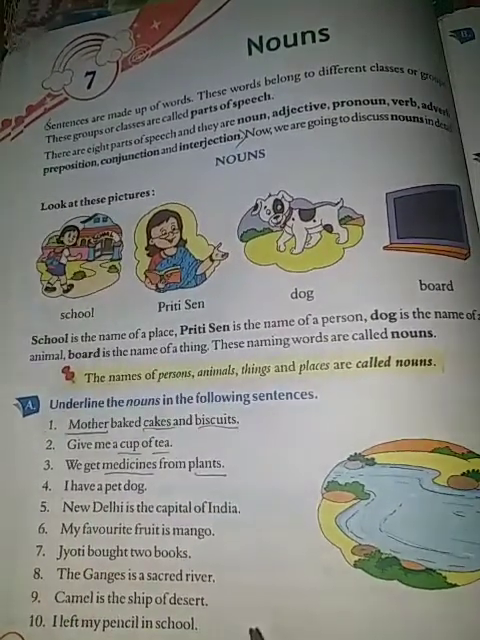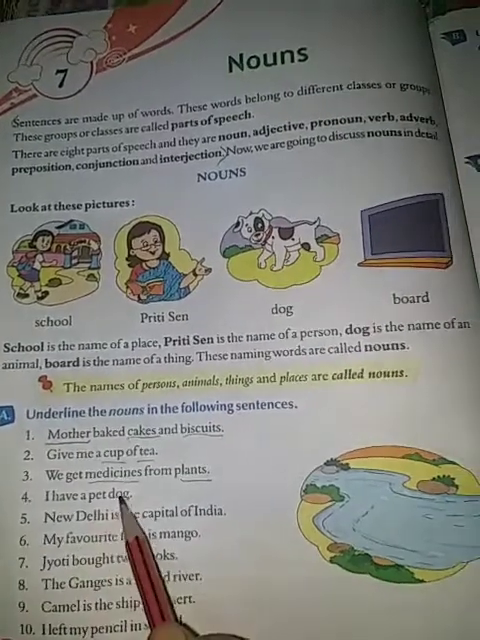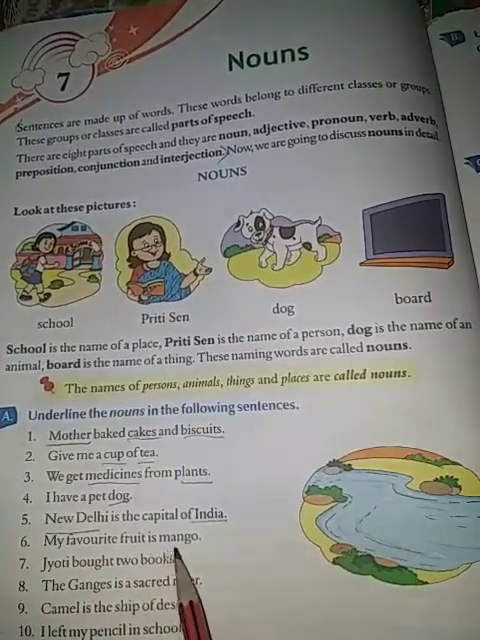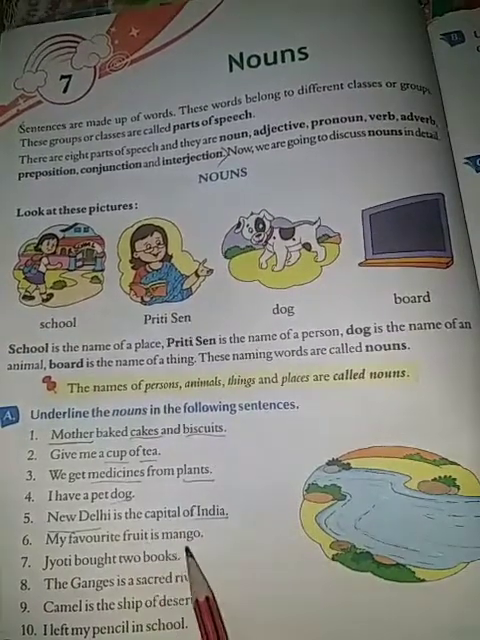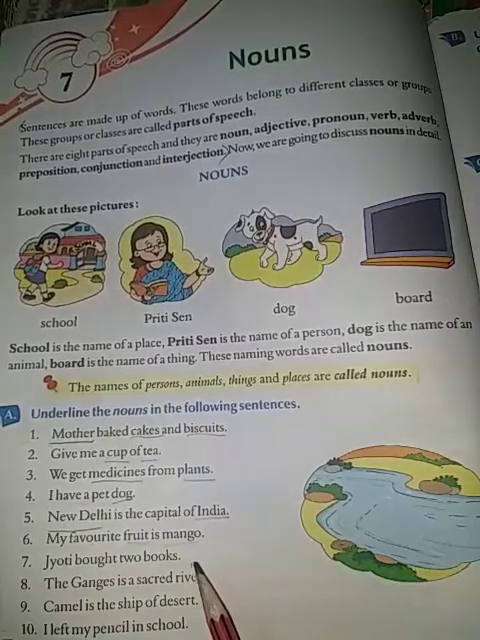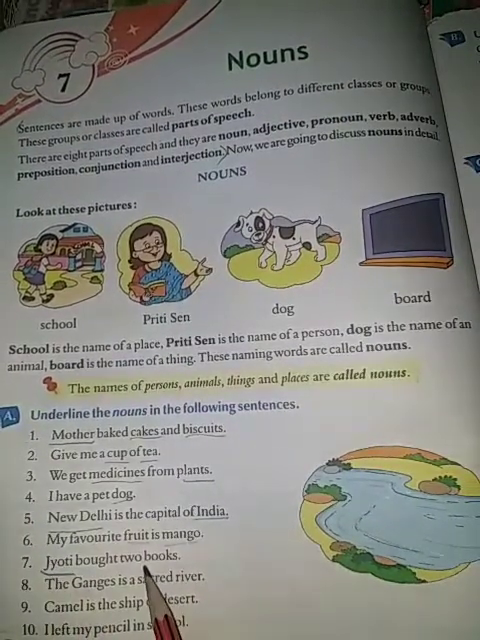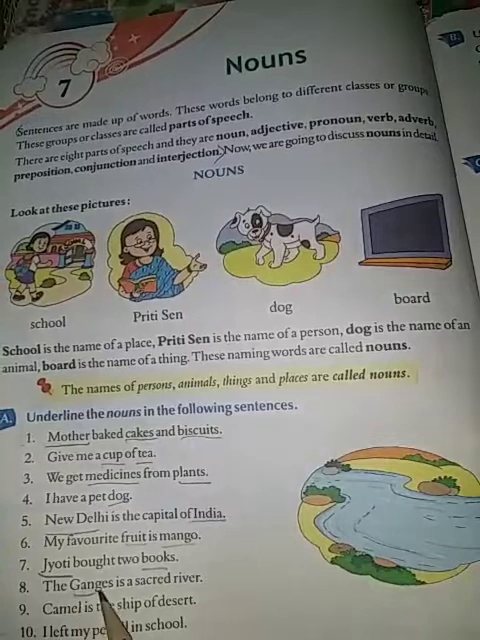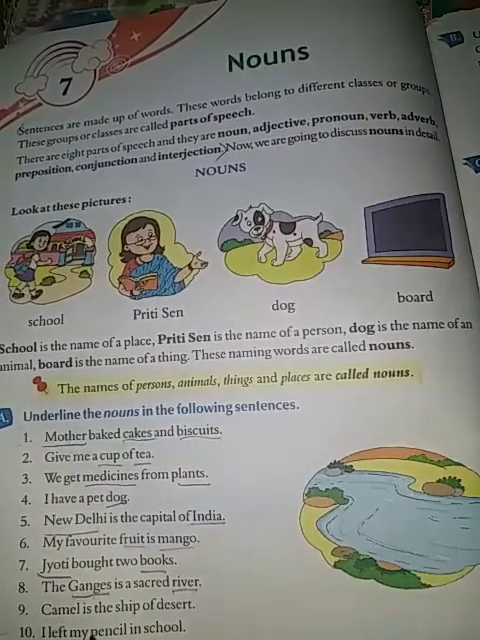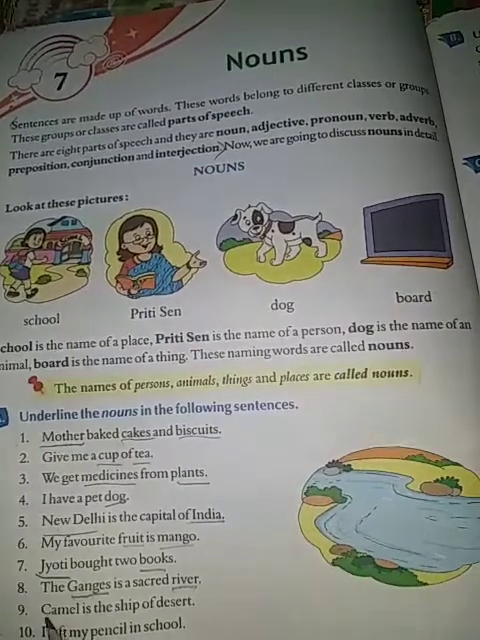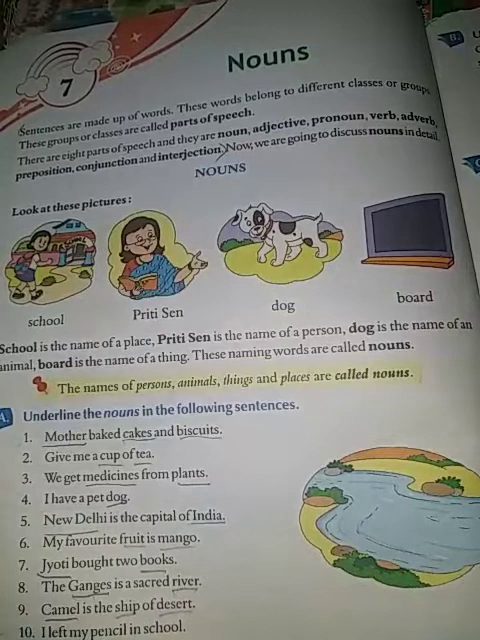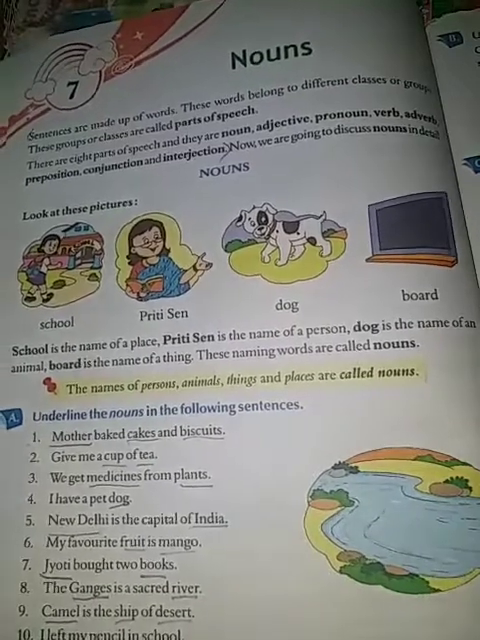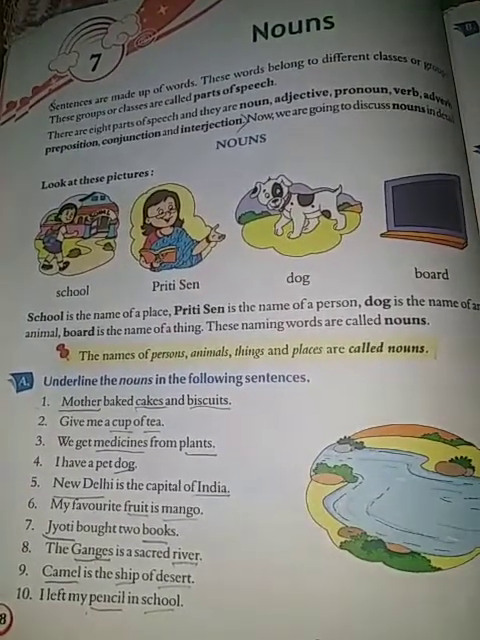I have a pet dog. Can you tell me the answer? Dog. New Delhi is the capital of India. India, New Delhi. My favorite fruit is mango. Fruit and mango. Jyoti bought 2 books. Jyoti and books. The Ganges is a sacred river. Ganges and river. Camel is a ship of the desert. Camel, ship and desert. I left my pencil in school. Pencil and school. I hope you all have completed this exercise. Let's move to the next exercise, B.